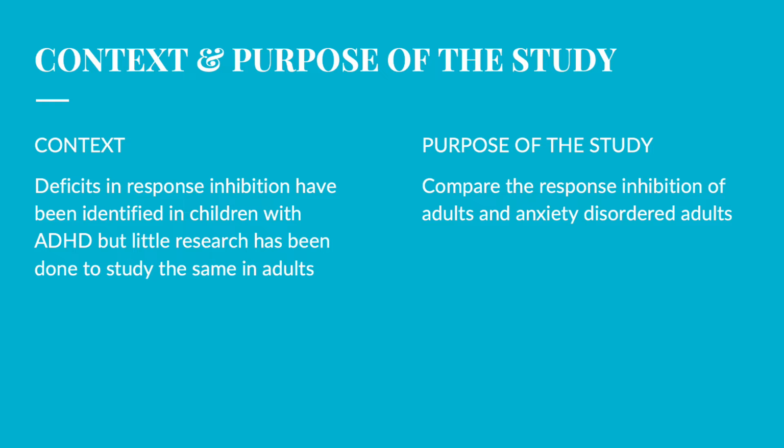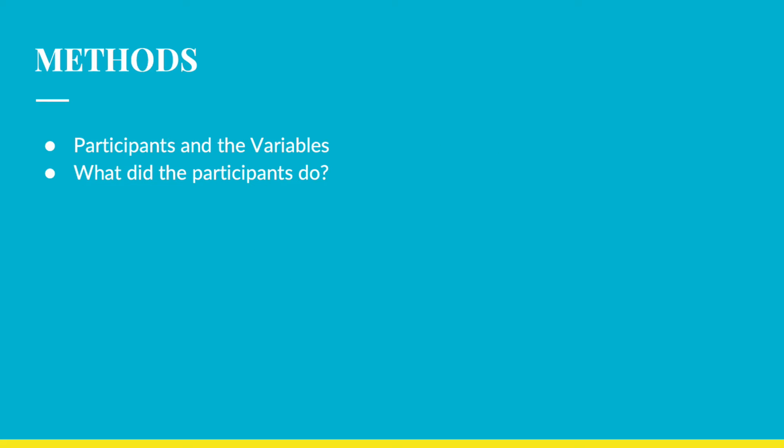The purpose of this study at hand is to compare the response inhibition of adults with ADHD to normal and anxiety disordered adults. This is done by tasking the participants with 3 tests to measure their response inhibition, and then the results are compared. Next are the methods of the study. We will cover the participants, the variables tested, and what the participants did in this study.